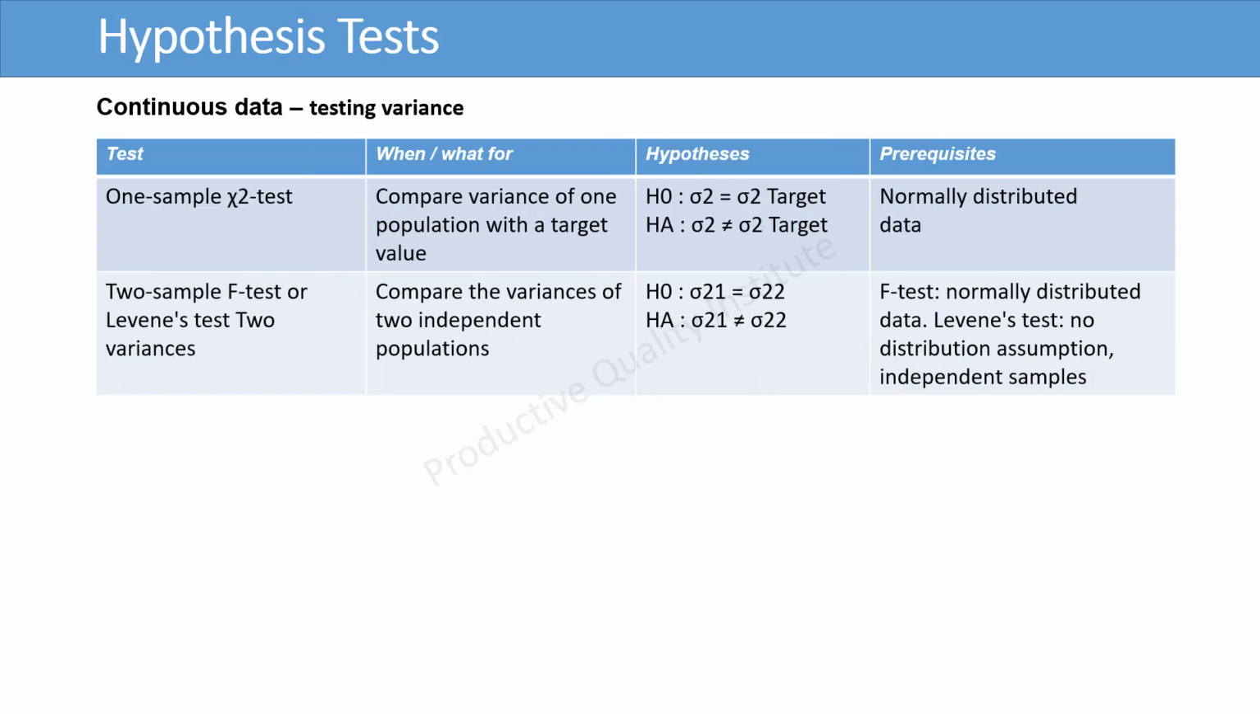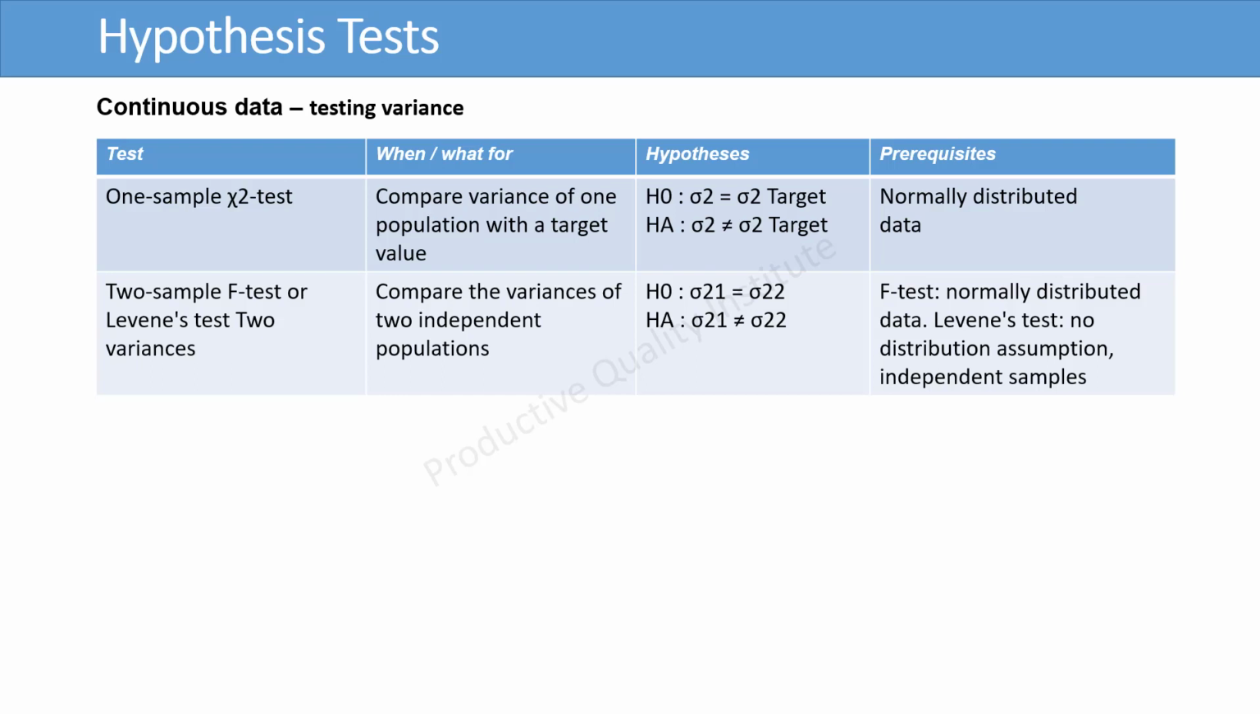There are 2 tests for testing variance. First, one-sample chi-squared test. Compare variance of one population with a target value. Null hypothesis, sigma squared is equal to sigma squared target. Alternative hypothesis, sigma squared is not equal to sigma squared target. Normally distributed data. Second, two-sample, F-test, or Levene's test, 2 variances.